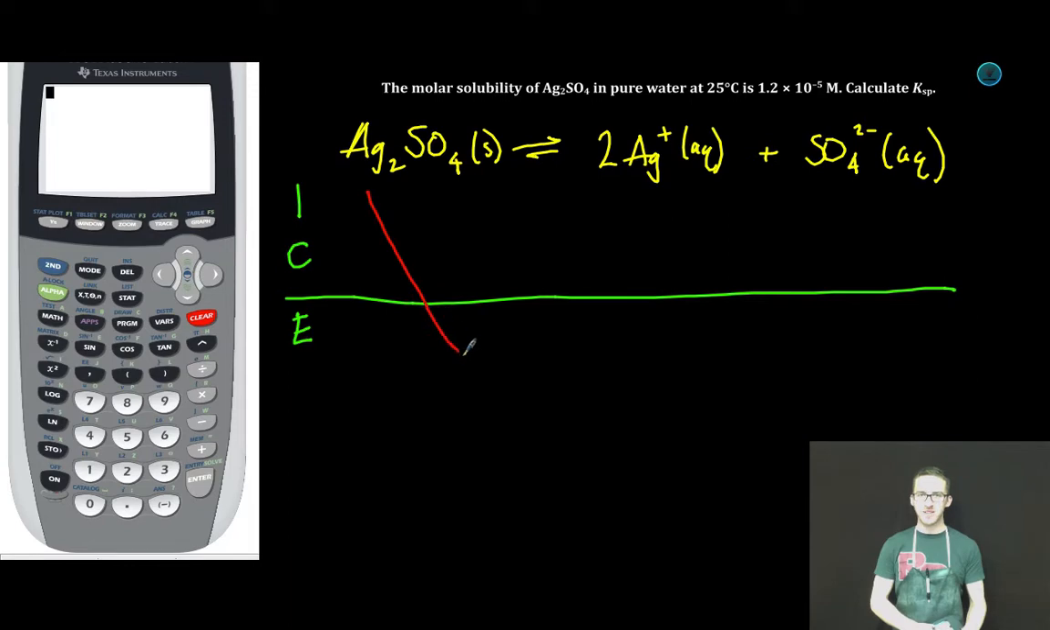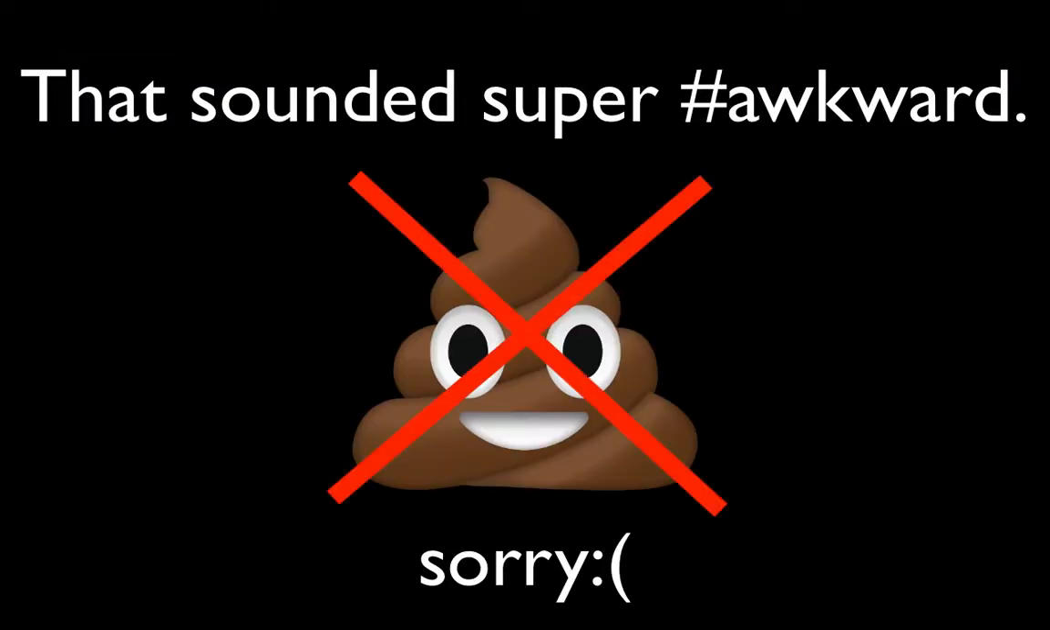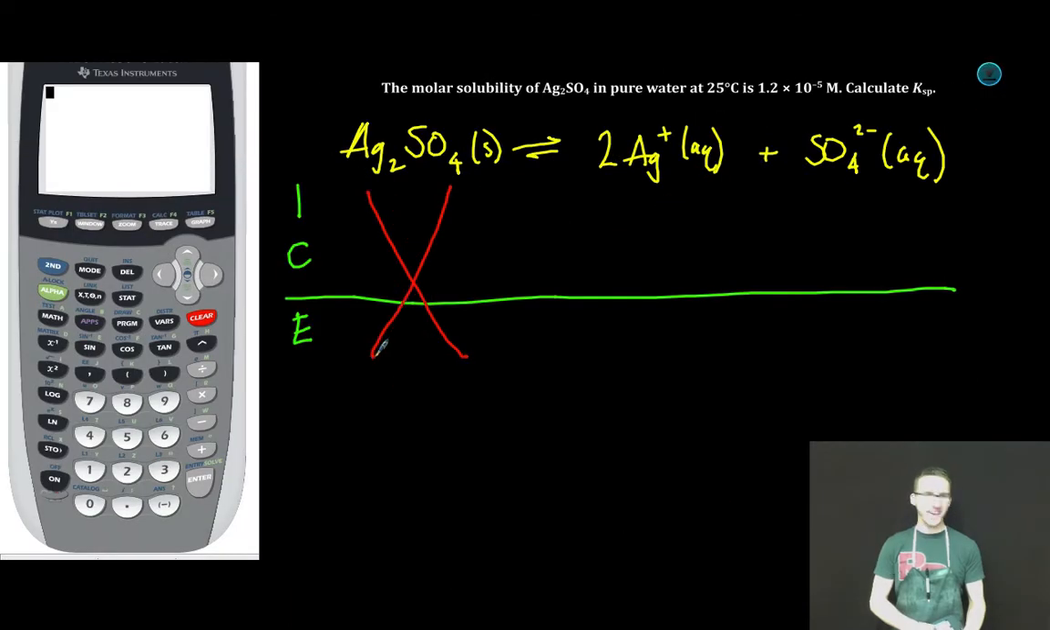Boom. Gonna drop my solid. Put a giant X through there, reminding me that my solids are not included in the KSP expression. Initially, 0.0 molar silver, 0.00 molar sulfate. It's all solid silver sulfate before I place it in the water. Once I do, this is going to increase by a factor of 2x, this by a factor of x. Again, we determine that based on the stoichiometry in the equation. At equilibrium, my concentration of silver ion will be 2x, and sulfate ion will be x.